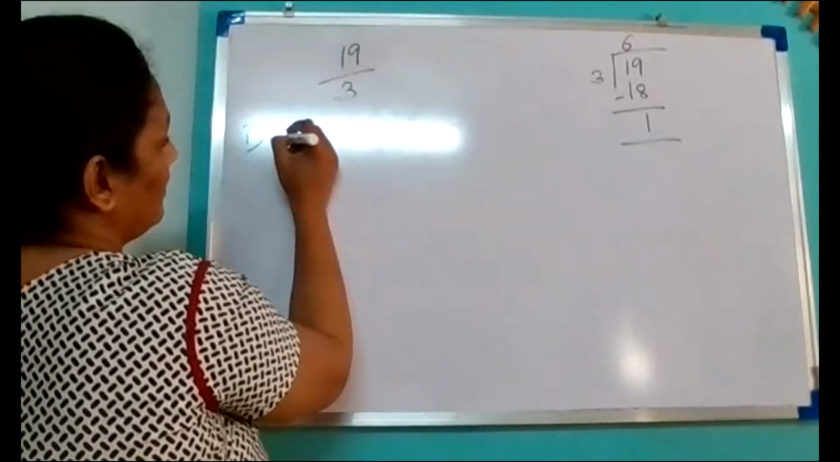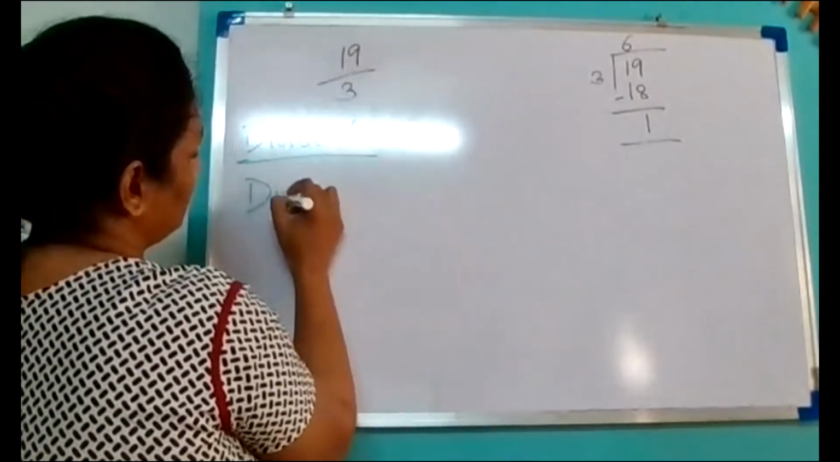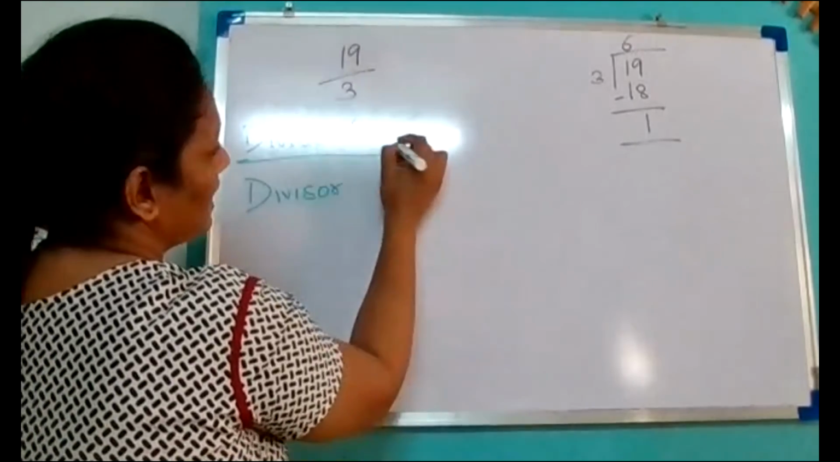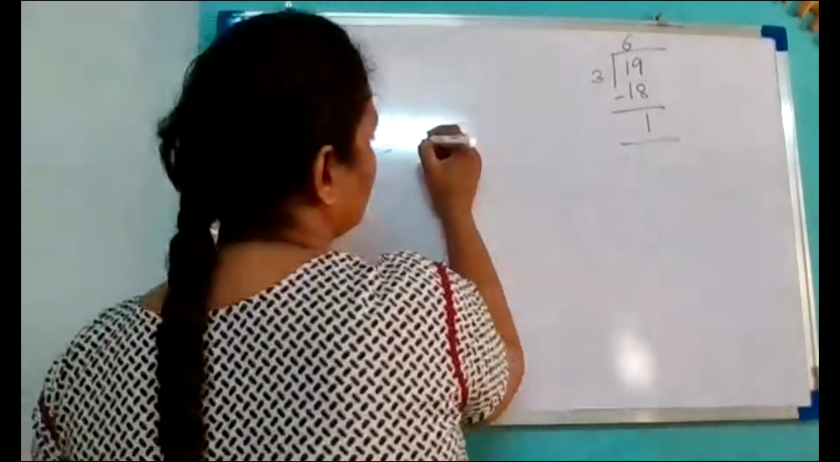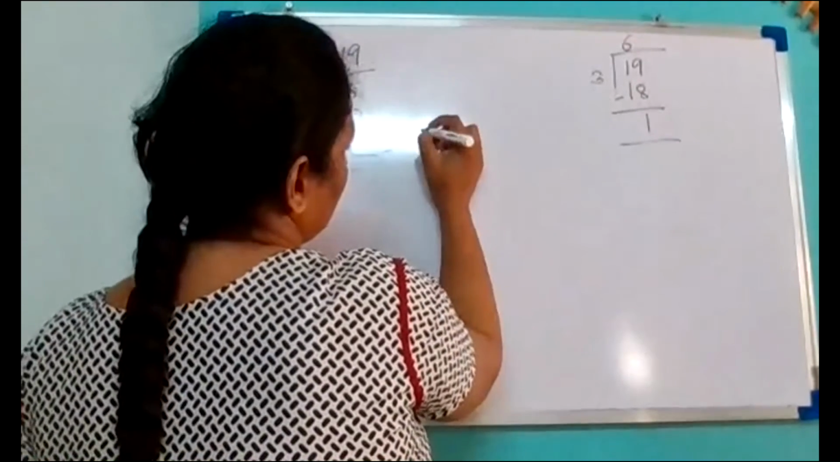Dividend upon divisor is equal to what? Quotient.